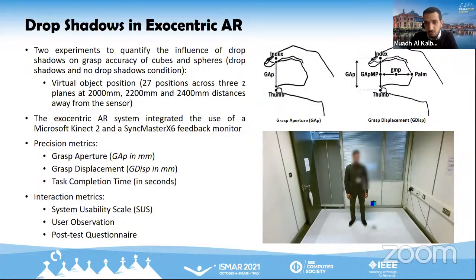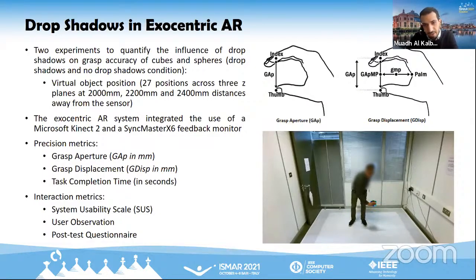The users were presented with cubes and spheres in 27 different positions, and they were instructed to grasp the object. Once they were happy with the accuracy of their grasp, they verbally said so. So the users are the ones that got to decide what an accurate grasp is in this case. The exocentric system in this research uses a Microsoft Kinect 2 sensor and a Samsung SyncMaster feedback monitor, which is essentially just a large monitor that the users use to get feedback on their interactions.